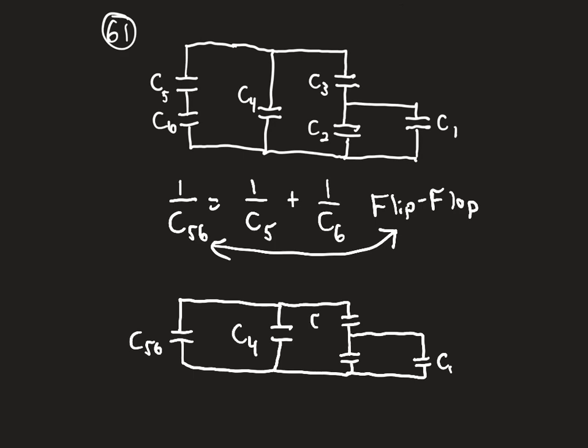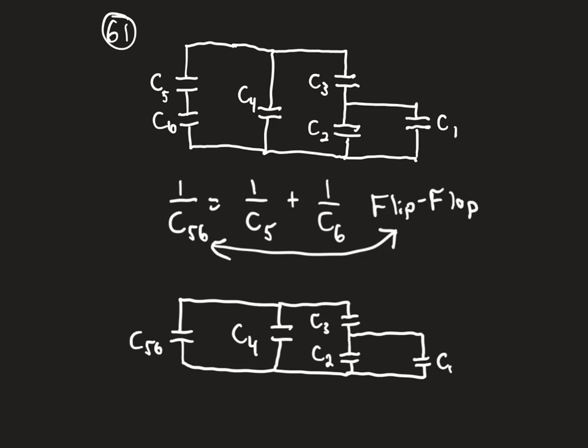There's C4, C3, C2. So I've simplified these two into just this one. And then I look at my circuit and I see this one is parallel to this one, and so I can add those two in parallel. Then I see this one is parallel to these two, but these two are in series with each other. But I can't do those yet because this is in parallel with this.